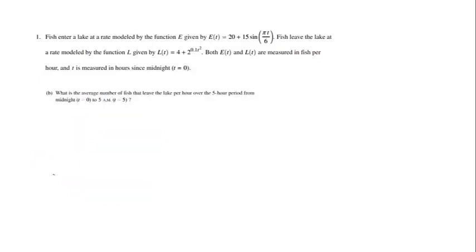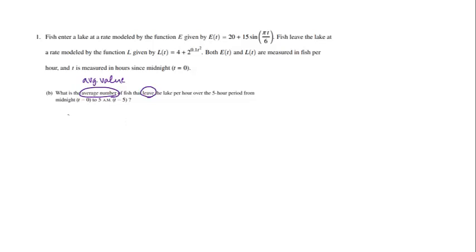All right, B, what is the average number of fish that leave the lake per hour over the 5-hour period from midnight to 5 a.m.? Okay, a few things I'm going to circle in this one. This said average number, so I know that I'm going to be dealing with the average value formula. And this time we are looking at leaving the lake. And the third thing, this one did not say to round to the nearest whole number, so we do need to leave it accurate to 3 places.